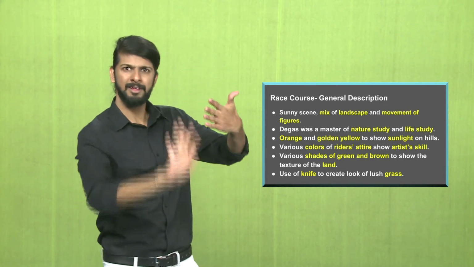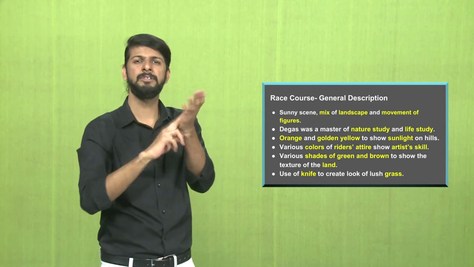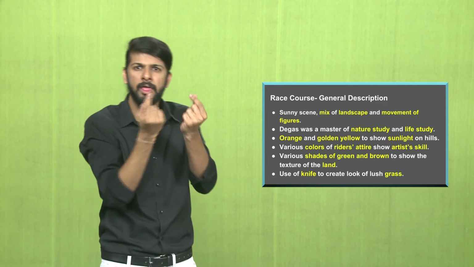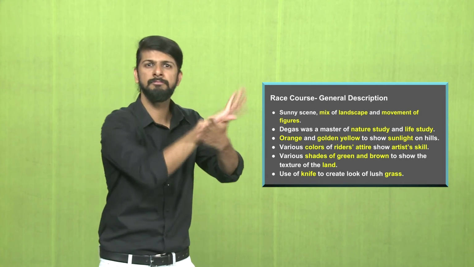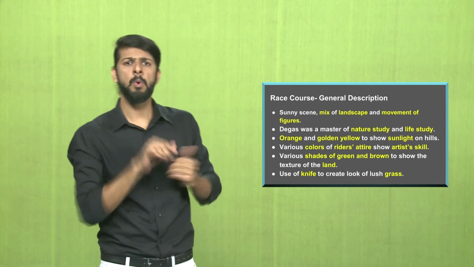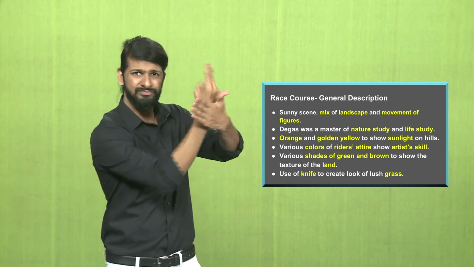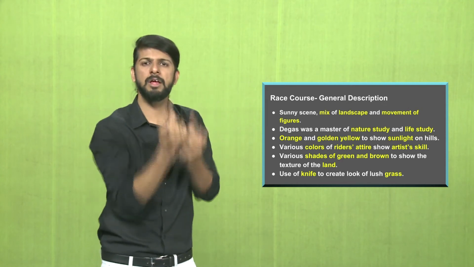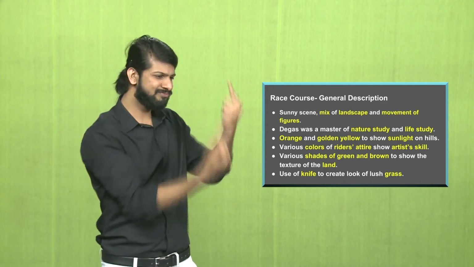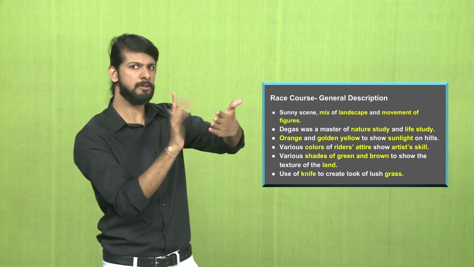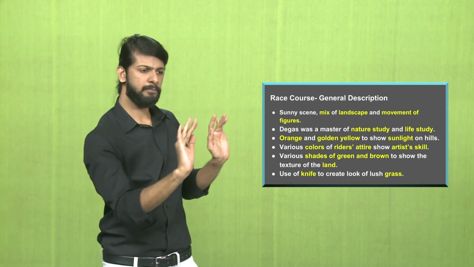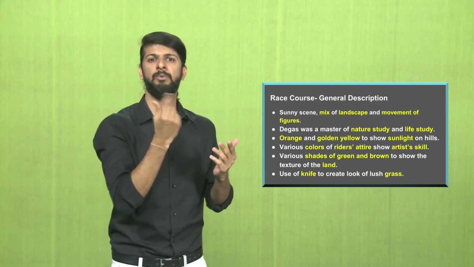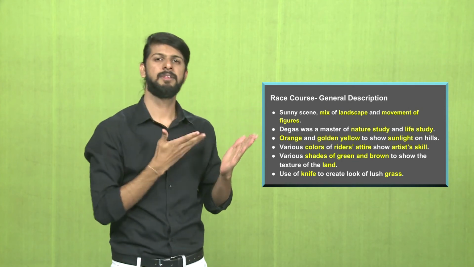There are shades of green and brown which have been used to show the texture of the land. Various kinds of shades of green and brown. And a specific item is also used to create the look of lush grass. So, after working on the oil pastel, a knife has been used to create this look of lush grass.